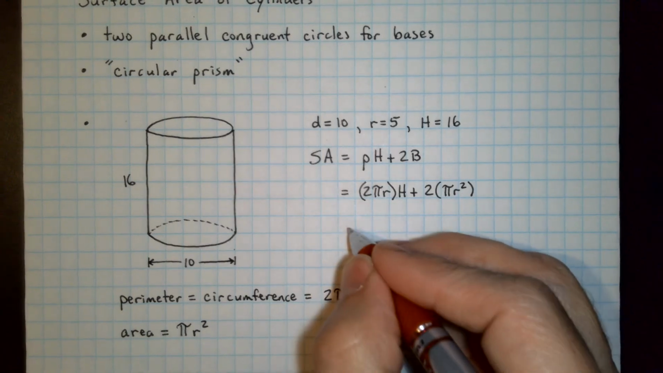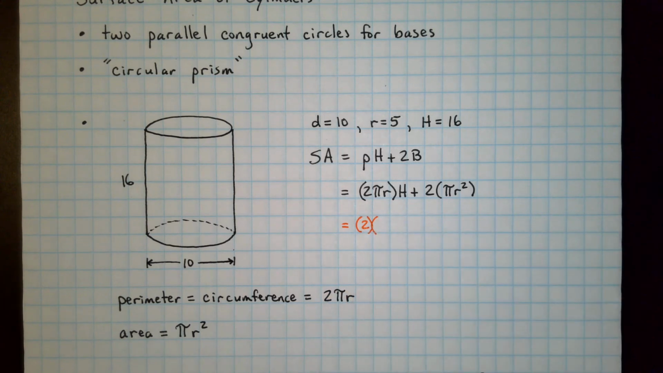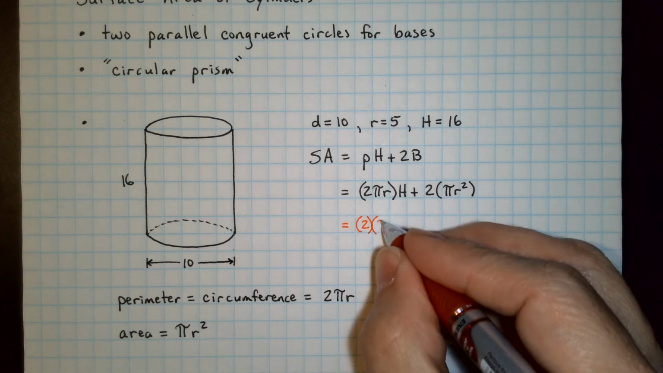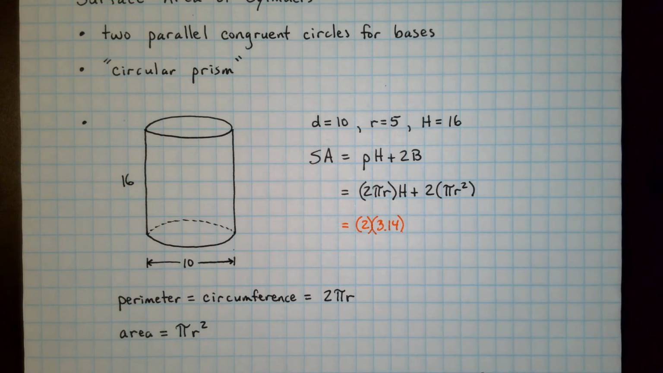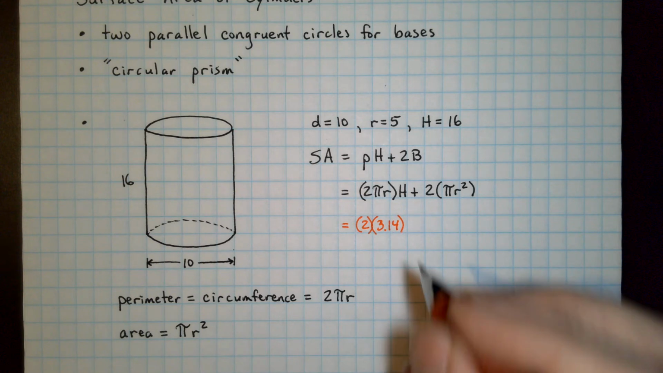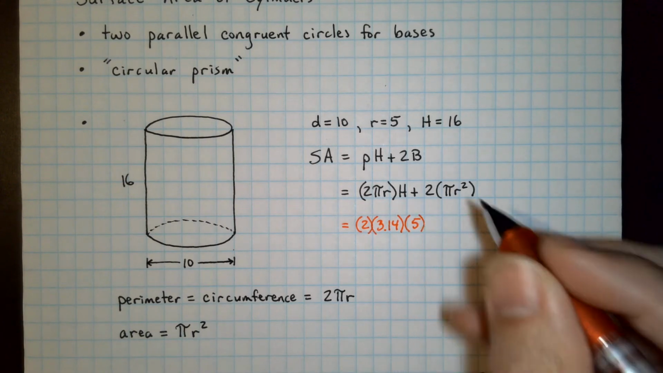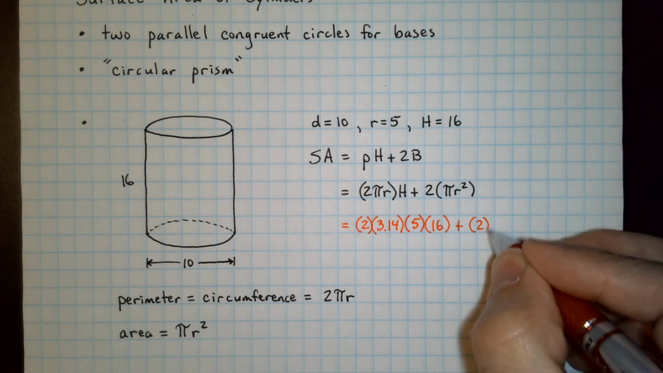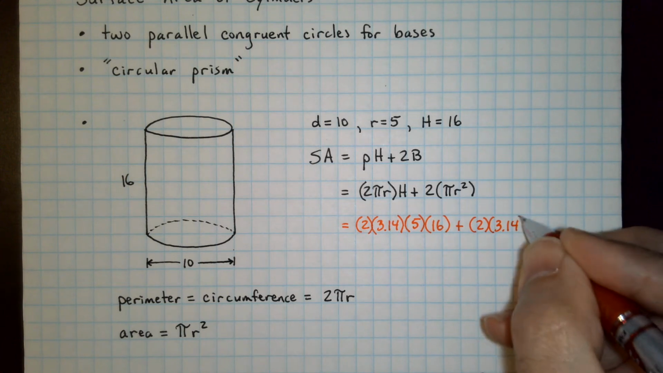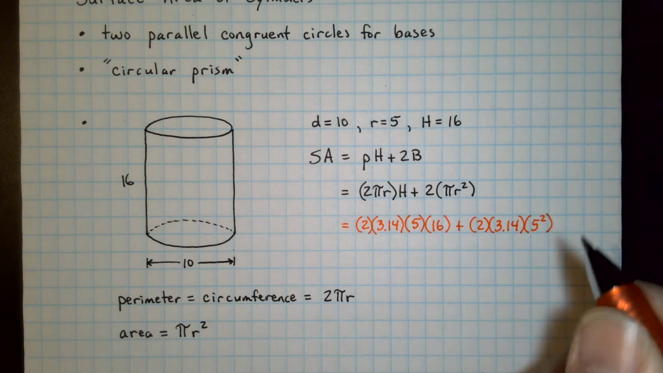Now I put in the values that I know. So I have 2. Now I have pi. Most people use 3.14, or maybe they use a lot more digits by using the calculator button of pi. But I'm going to use 3.14. Radius, we said, is 5. Height is 16. Plus 2 times pi is 3.14 times radius squared is 5 squared.